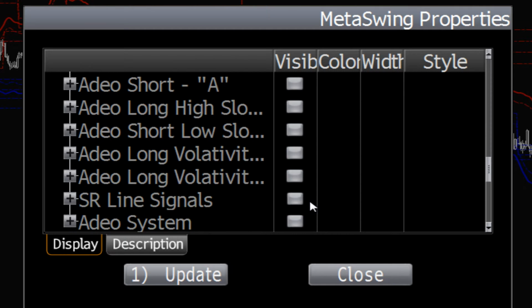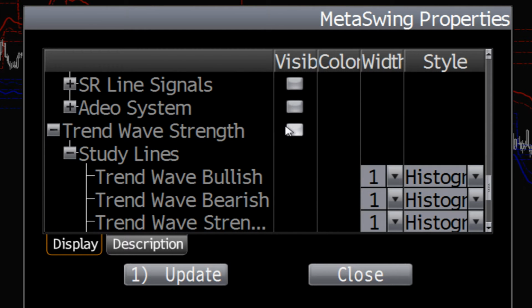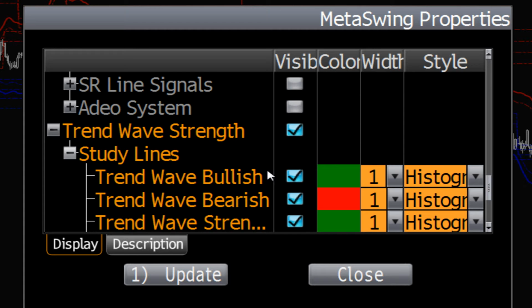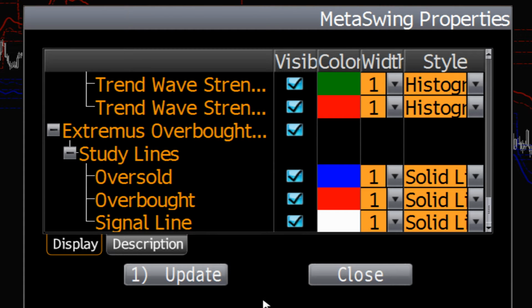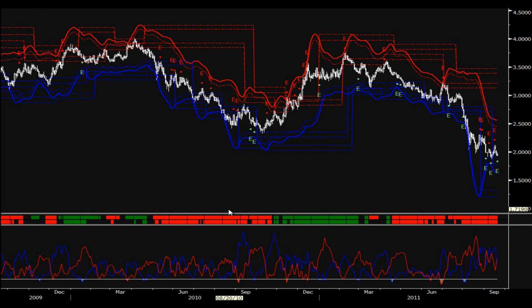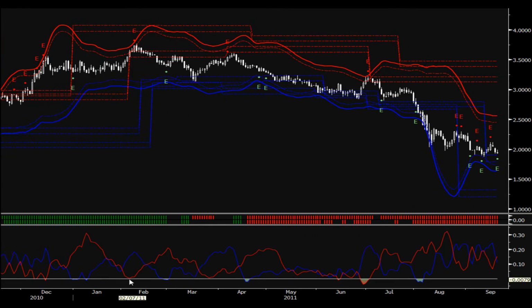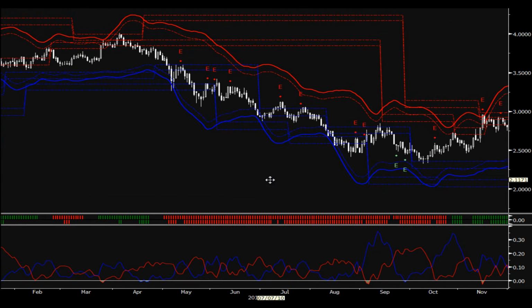Now what we're going to look at here is we want an indication of trend. So we're going to select the trend wave strength indicator, and we're also going to indicate that we want to look at Extremis. Select update, and we're going to rebuild the chart. Now we're going to look at two different ways you could trade on this example.